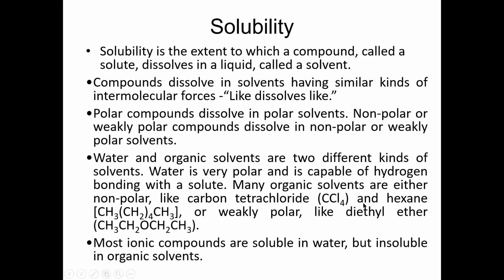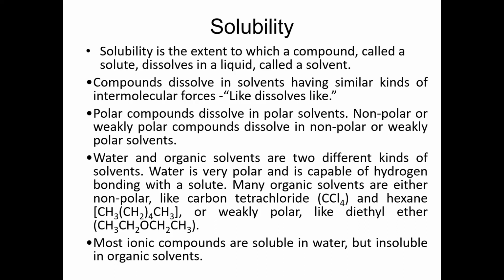Many organic compounds, many organic solvents, are either non-polar or weakly polar. Examples of non-polar solvents are carbon tetrachloride or hexane, and some of the others are weakly polar, like diethyl ether. But we know that one of the properties of ionic compounds is that they are soluble in polar solvents. So most ionic compounds are soluble in polar solvents, but insoluble in non-polar solvents.